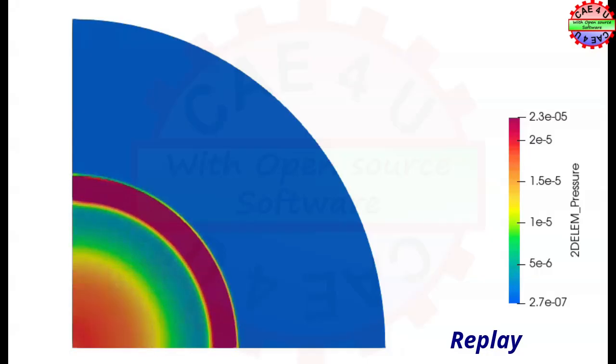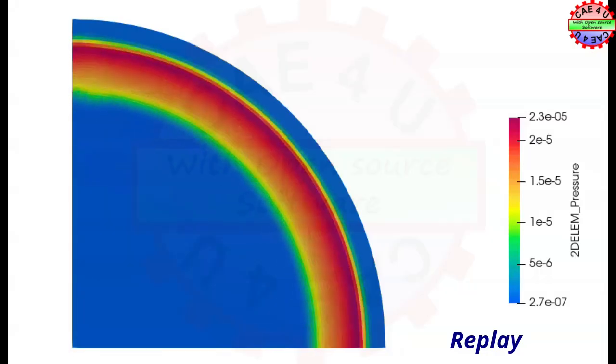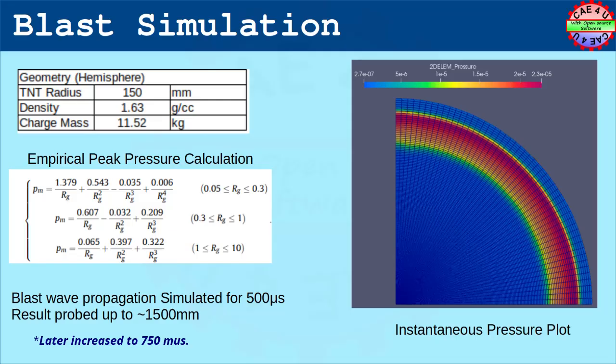Okay, we just saw the animation of the pressure wave traveling due to the blast of TNT. For the given inputs, that is a hemispherical TNT charge of radius 15 cm, which is 150 mm, with density of 1.63 gram per cubic centimeter, the charge mass is about 11.52 kilograms. As we need to find the blast wave to cross at least 150 centimeters or 1500 millimeters, we ran the simulation for 500 microseconds. We didn't pre-calculate this end time, but we just iterated it here.